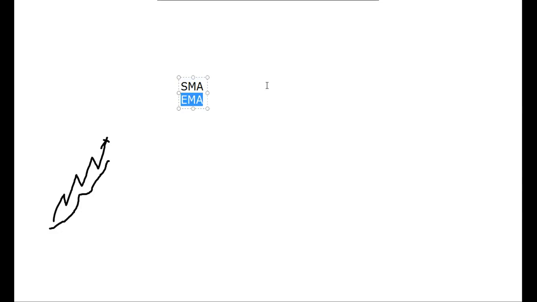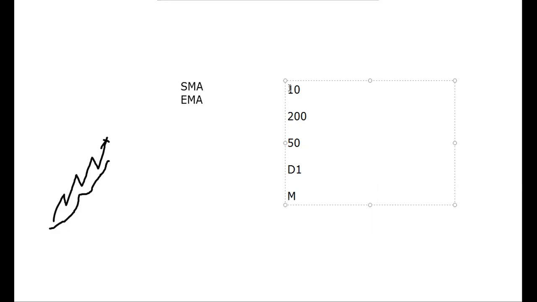Then for the period, we have different periods. Period has to do with the number of candlesticks, the number of bars that will be considered. If you put in 10, it's going to consider 10 candles. If you put in 200, it's going to consider 200 candles. If you put in 50, it's going to consider 50 candles. Okay, there's something called time frame in Forex. The moving average in the daily time frame, D1, could be different from the moving average in the M15, which is the 15 minutes chart. As time goes on, we'll be able to discuss all that.